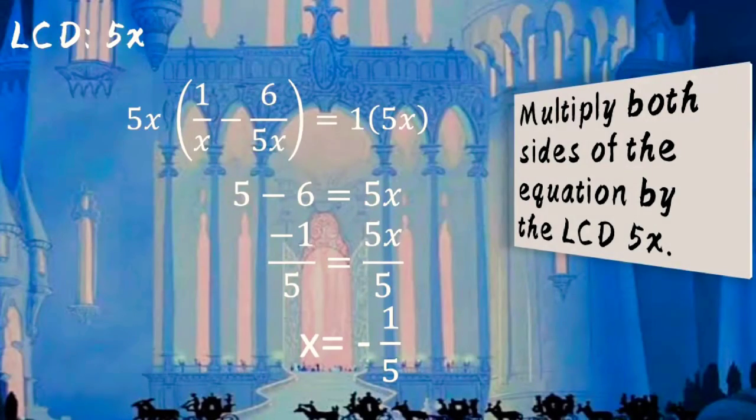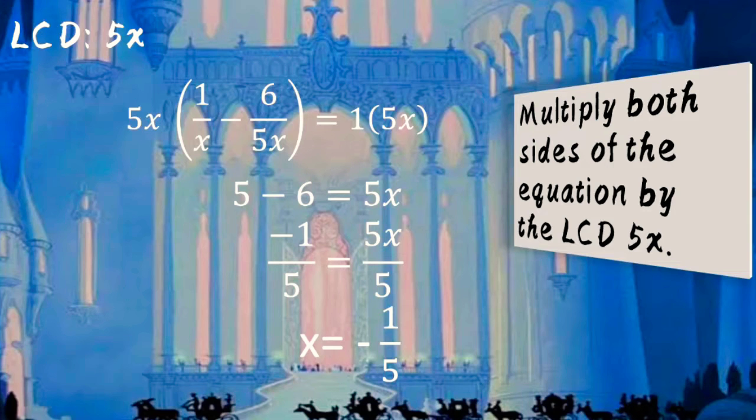Now that we got the LCD, which is 5x, multiply it on both sides of the equation, which now becomes 5x times 1 over x minus 6 over 5x equals 1 times 5x. 5x multiplied to 1 over x is 5, and 5x multiplied to negative 6 over 5x is only negative 6 because 5x divided by its denominator equals 1. While on the other side, 1 times 5x is 5x.